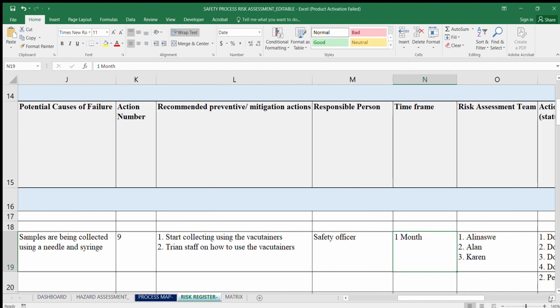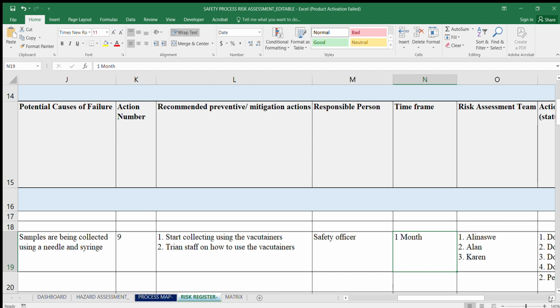So the duration or the time frame will highly depend on the risk itself. If you have high or very high risk, you may need to set a shorter time frame as compared to moderate or low risks that you have. So in this case, maybe a month may be enough to actually implement these particular mitigations.